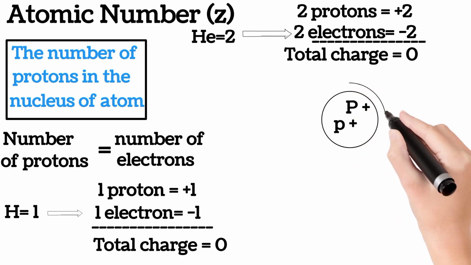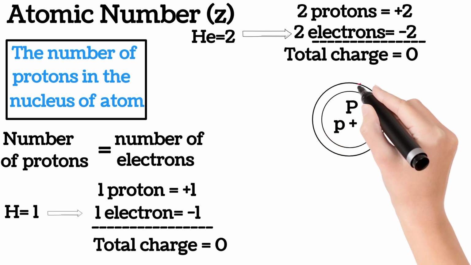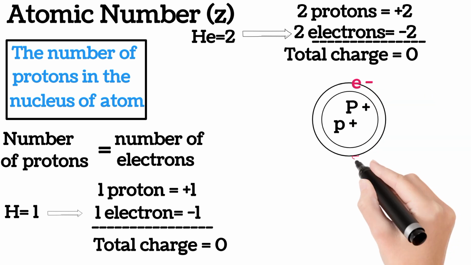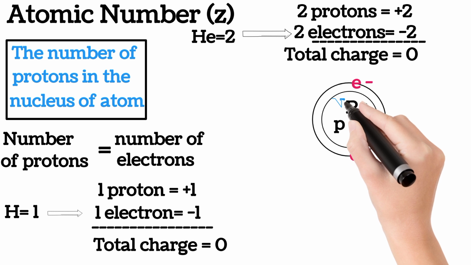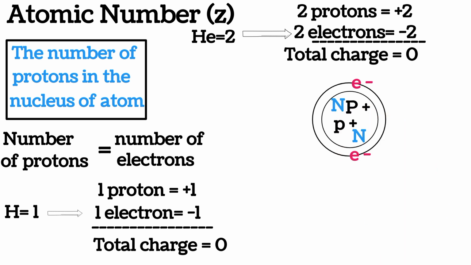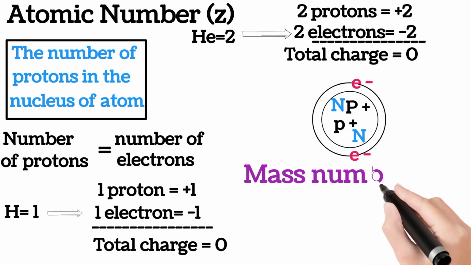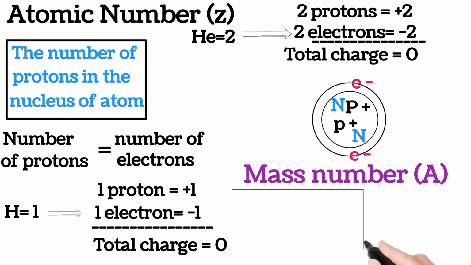So this is the illustration for the helium atom. We have 2 protons in the nucleus and we have 2 electrons in the atmosphere. So the negative charge of the 2 electrons will cancel the 2 positive charges of the 2 protons. Now, we have neutrons, which we have not talked about. Let's look at the concept of the mass number.